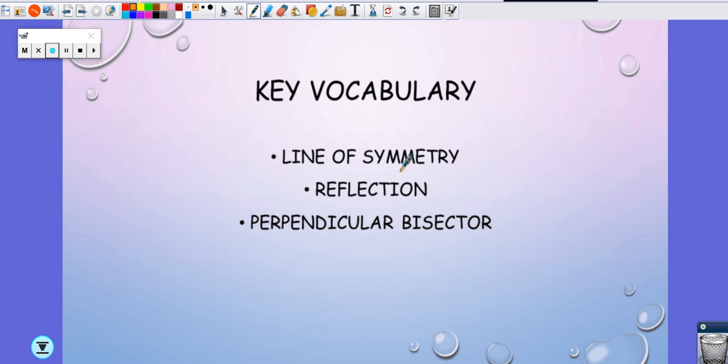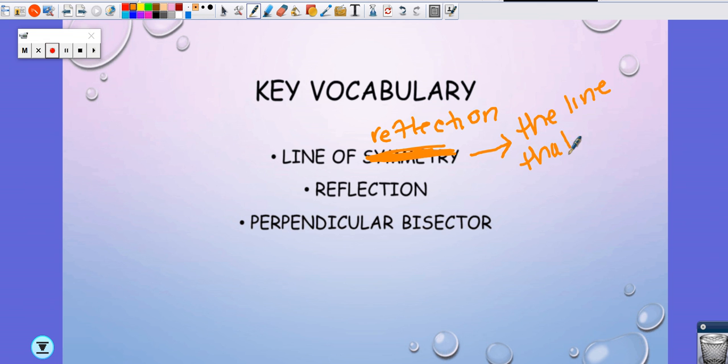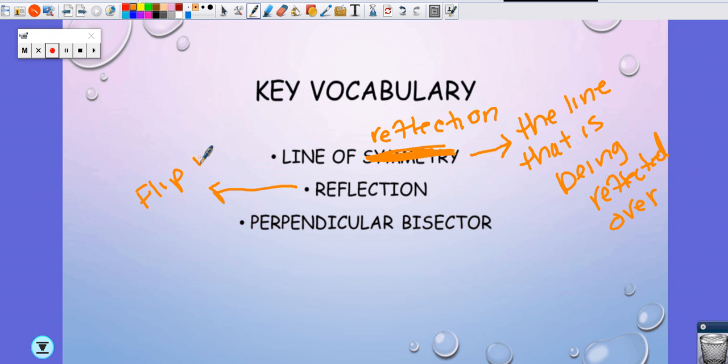That shouldn't say line of symmetry. So here we should have a line of reflection. And make sure you're putting these key vocab words in your notes. Your line of reflection is the line that is being reflected over. And a reflection means to simply flip the image.